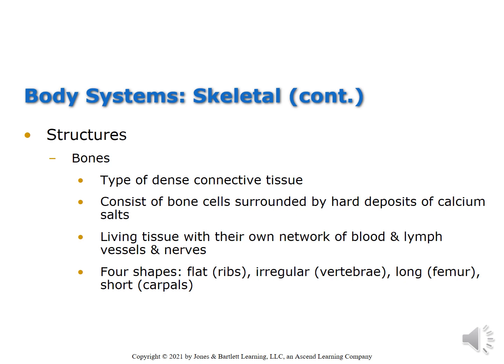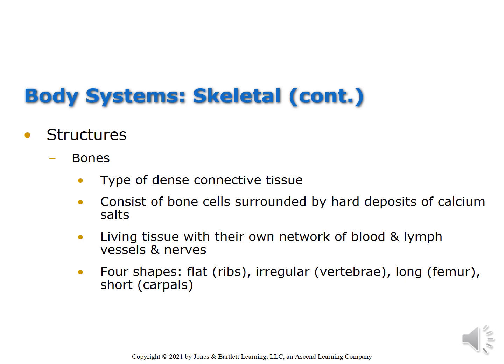So bones typically consist of dense connective tissue. They're very complicated structures actually. They're just not long sticks. They consist of bone cells surrounded by hard deposits of calcium salts with networks of communication and nourishment. Bones are living tissue with their own network of blood, lymph, and nerve supply. So injuries to bones can cause bleeding. Multiple bone fractures can cause significant blood loss and hypotension and hypoperfusion and shock.